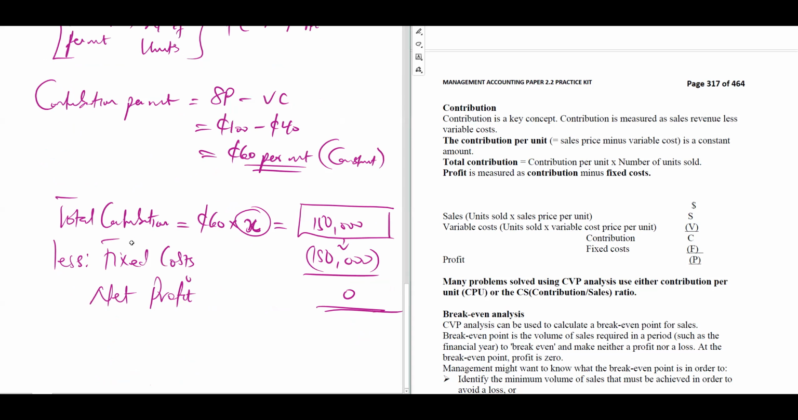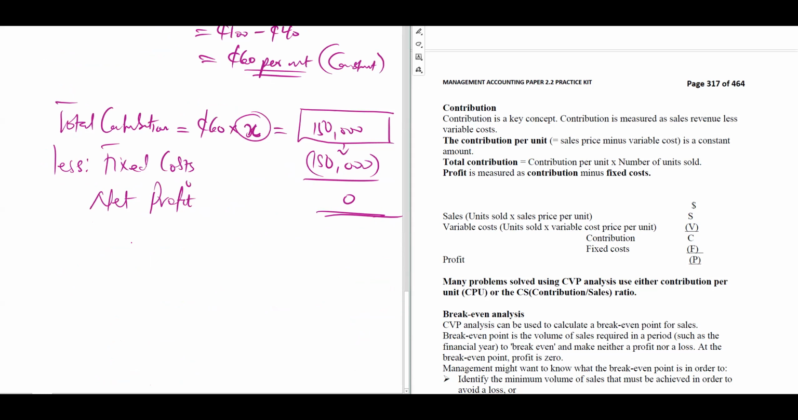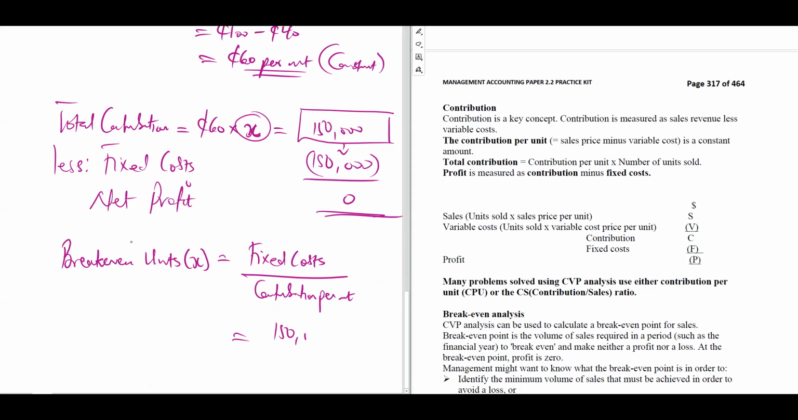So we can easily find the number of units to produce to make us this 0 profit, right? Which is the break-even unit. So it means that the break-even unit, which is our X, is simply giving us our fixed costs, which was the 150,000, all over our contribution per unit. Do you get the idea? So you are just taking your 150,000 over our contribution per unit, which is 60.